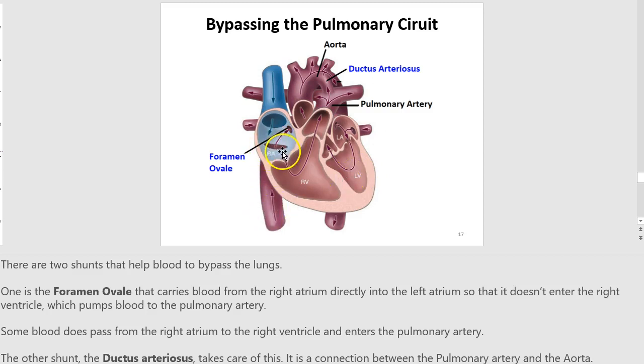Although some of the blood does get into the right ventricle when the right atrium contracts, not all of it is going to go through the foramen ovale and into the left atrium. The blood that does enter the right ventricle will be pumped into the pulmonary artery. Well, we don't want all that blood to go to the lungs, so this shunt right here allows that blood to directly enter the aorta. So it'll go to the systemic circulation.